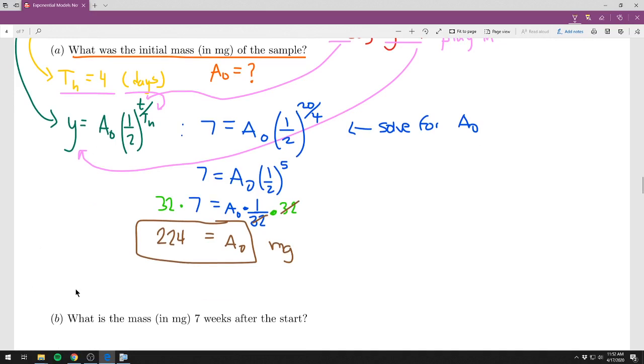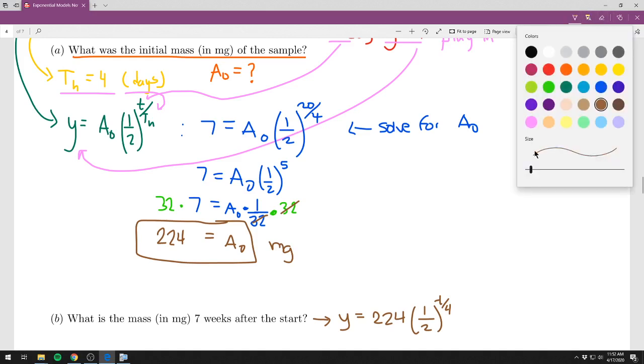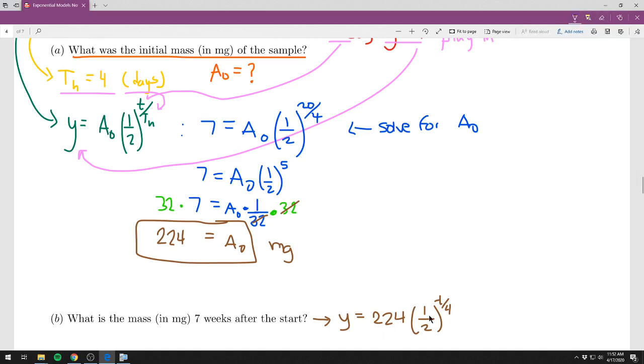All right, so the next part asks, what is the mass in milligrams 7 weeks after the start? All right, so let's go ahead and I'm going to write down our formula with our A0 and our half-life plugged in. We have y equals A0 224 times 1/2 to the t over 4 power. All right, y and t are the variables we plug in for the half-life and the initial amount. Because the half-life is like our r.